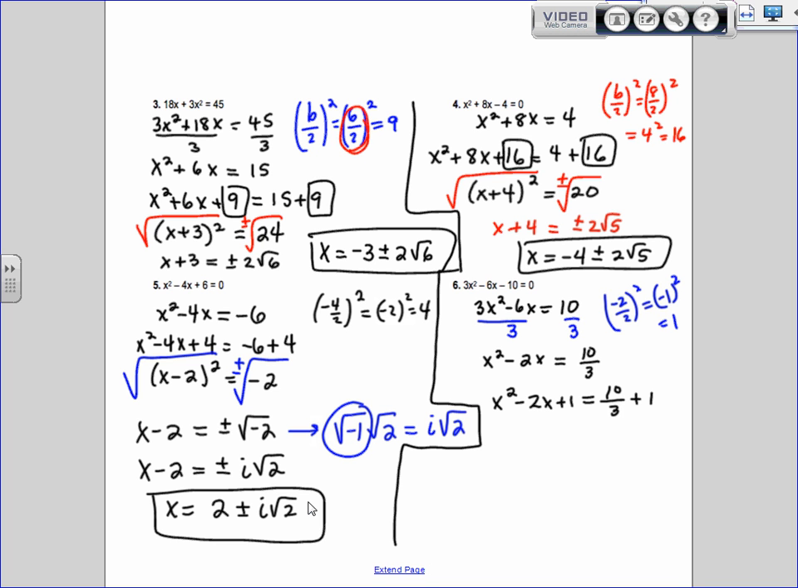So you want to get common denominator, so you're going to multiply the 1 by 3 over 3. Right, or you're going to change the 1 to 3 over 3, basically. So you get 10 over 3 plus 3 over 3, which is indeed 13 thirds. And on the left side, you're going to factor. It's x minus 1 times itself, so x minus 1 squared.